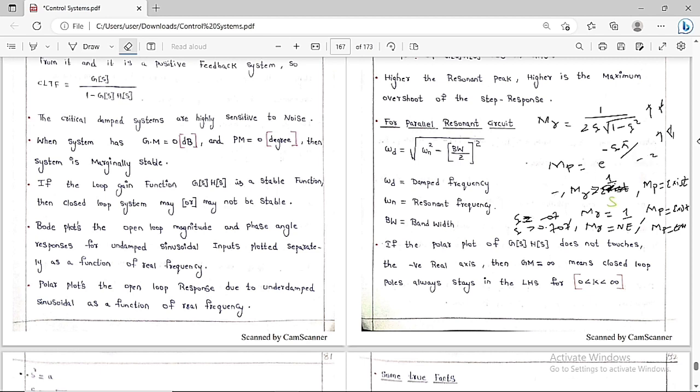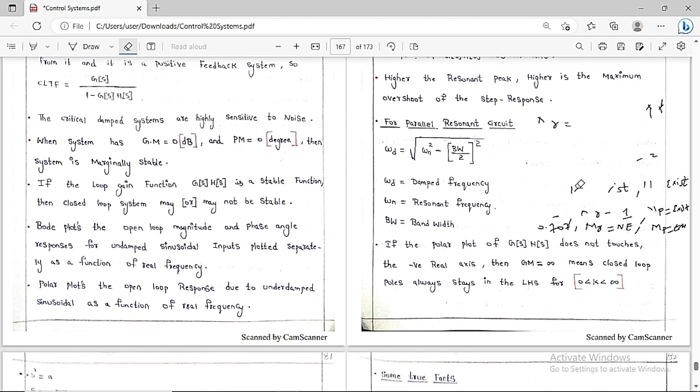So now the next point is for the parallel resonant circuit. For a parallel resonant circuit, the formula you have to remember is omega d is equal to the square root of omega n square minus BW by 2 whole square. Omega d is called the damped frequency, omega n is called the resonant frequency, and BW is called the bandwidth.